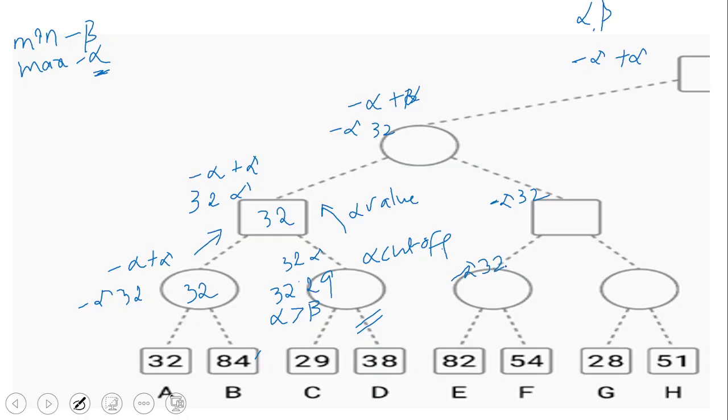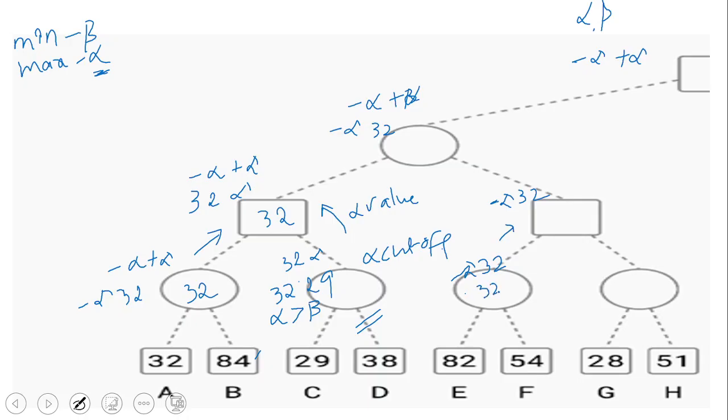Now at this minimum node, first it will visit 82. It is received by this minimum node, which updates beta, the minimum value. We already have 32, which is less than 82, so no need to update; keep it as 32. Next, 54 is also greater than 32, so keep the value as 32. So minus infinity, 32 as it is. Now move to here: we got only 32.